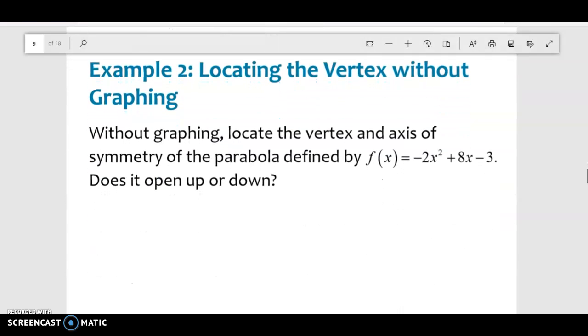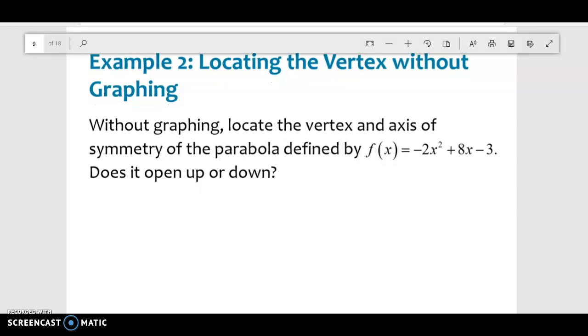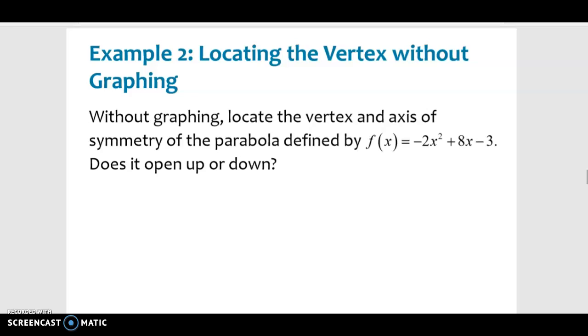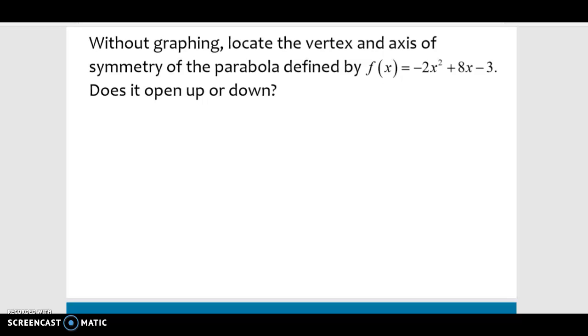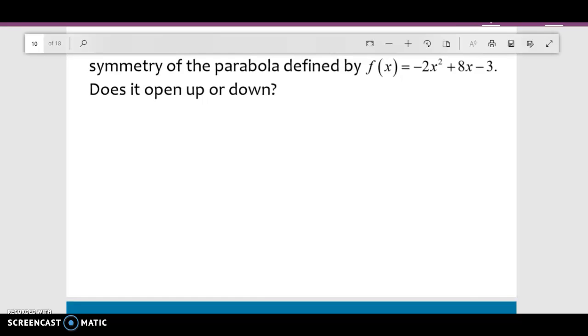Okay, so here example 2 says, without graphing, locate the vertex and axis of symmetry of the parabola and decide whether it opens up or down. Now let's go ahead and say, well, I know that it opens down. You can circle it or write out it opens down, because A is equal to negative 2, and negative 2 is less than 0. So since A is negative, it's going to be opening down. It's going to be an upside down parabola.